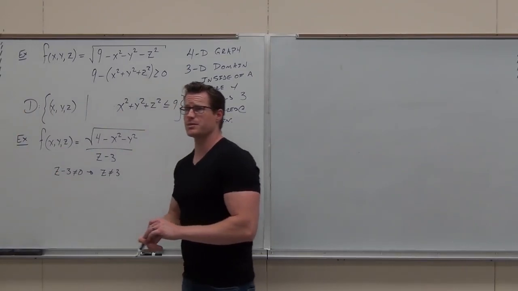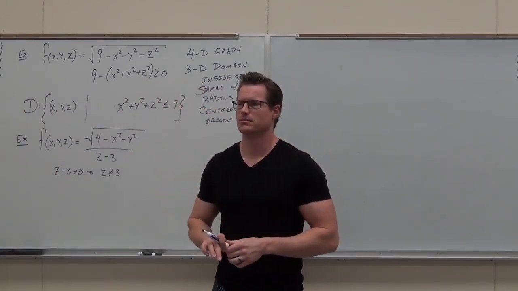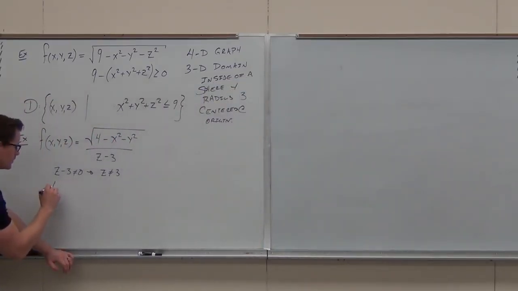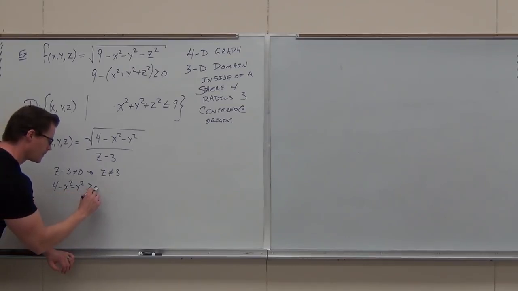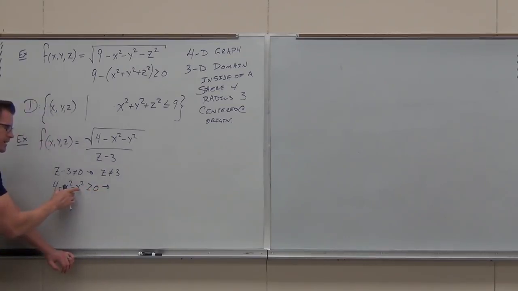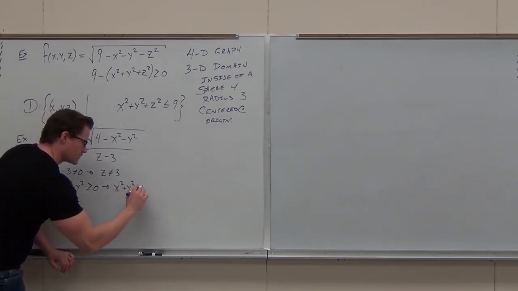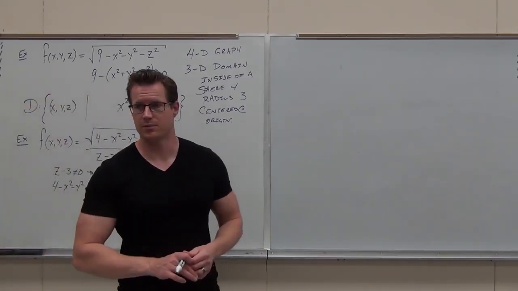Left-siders, you got another one. Is there something else up here that's just like, boom, domain issue? Come on. Greater than or equal to 0? If I add this, we get x squared plus y squared is less than or equal to 4. I think we've seen that or something so similar to that in a previous example.